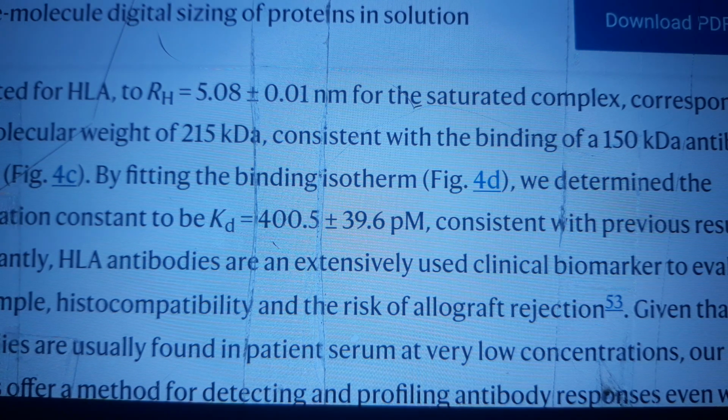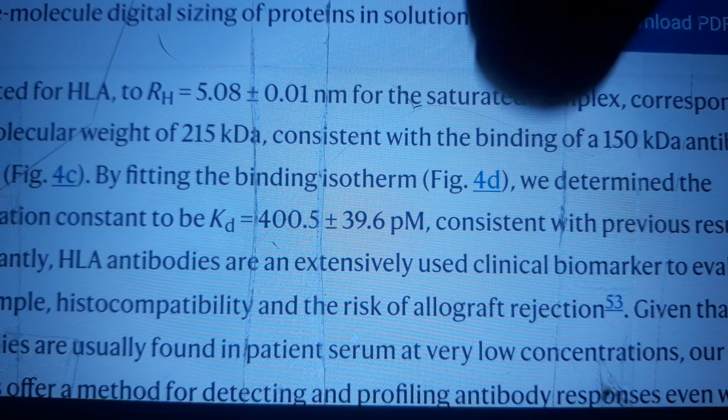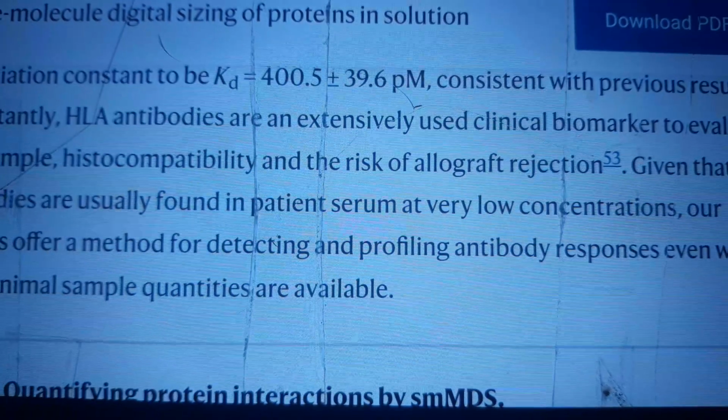Importantly, HLA antibodies are an extensively used clinical biomarker to evaluate, for example, histocompatibility and the risk of allograft rejection. Given that these antibodies are found in patient serum at very low concentrations, our findings offer a method for detecting and profiling antibody responses even when only minimal sample quantities are available.